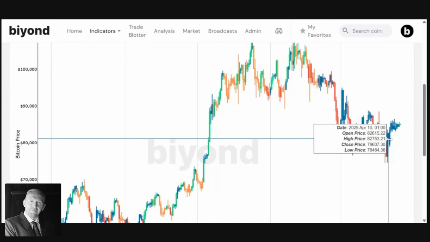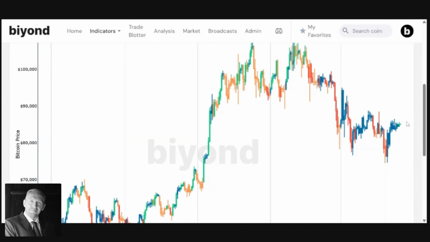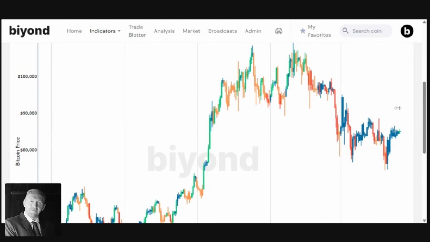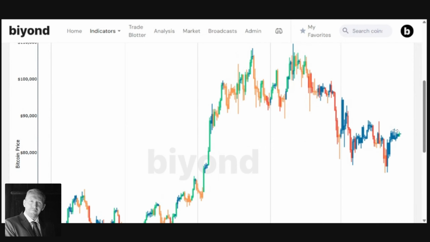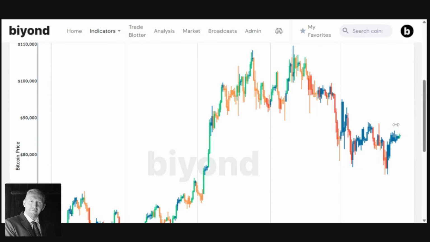So early tentative signs of a recovery in Bitcoin. It's obviously very crucial that we start to make higher highs. As traders, that's something we watch out for. So the recent swing high around 88,000 and 89 will be very important going forward, probably for the colors to maintain.